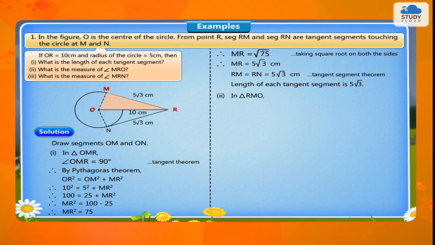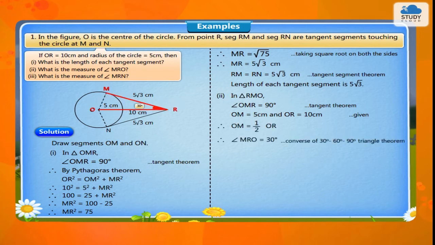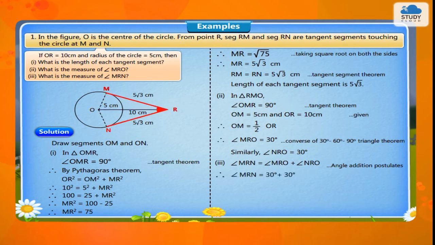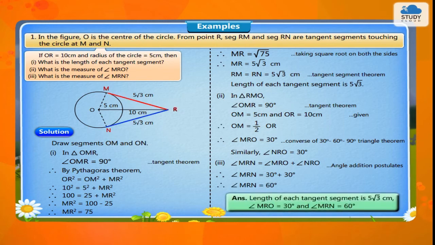2. In triangle RMO, angle OMR is equal to 90 degrees. OM is equal to 5 centimeter and OR is equal to 10 centimeter. Therefore, OM is equal to half of OR. Therefore, angle MRO is equal to 30 degrees. Similarly, angle NRO is equal to 30 degrees. 3. Angle MRN is equal to angle MRO plus angle NRO. Therefore, angle MRN is equal to 30 degrees plus 30 degrees, which is 60 degrees. Answer. Length of each tangent segment is 5 square root of 3 centimeter. Angle MRO is equal to 30 degrees and angle MRN is equal to 60 degrees.